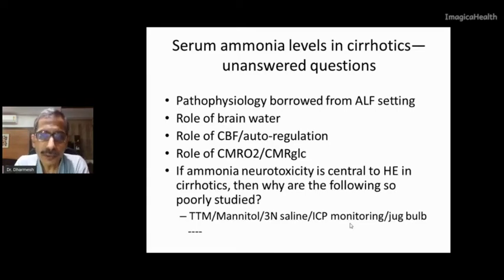A mention was made of Dr. Jasmohan Bajaj's excellent article on unanswered questions in patients with HE. And I would really want to pick his brains on this. So we first remember ammonia from chronic liver disease, which was the Eck fistula model. But whatever we have borrowed subsequently is from the acute liver failure setting.